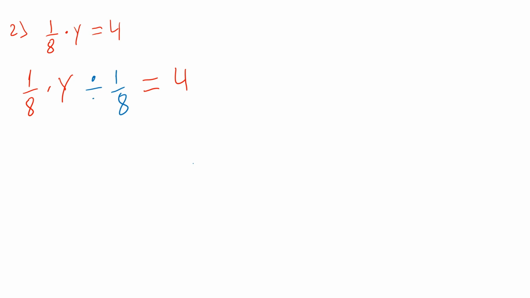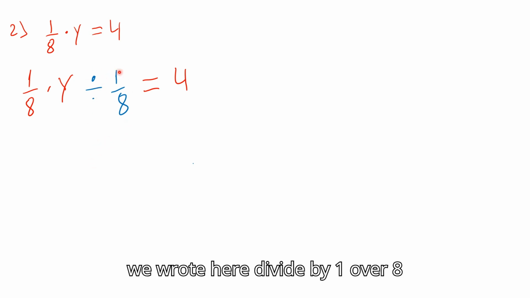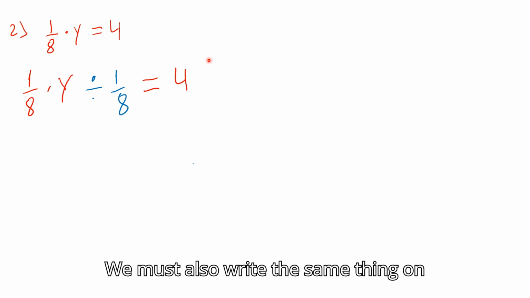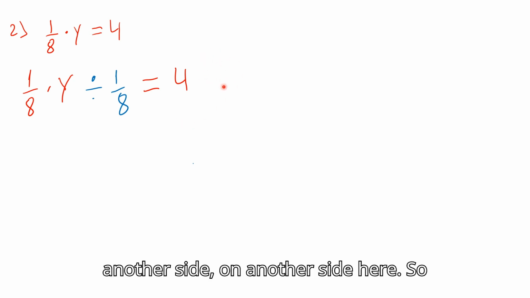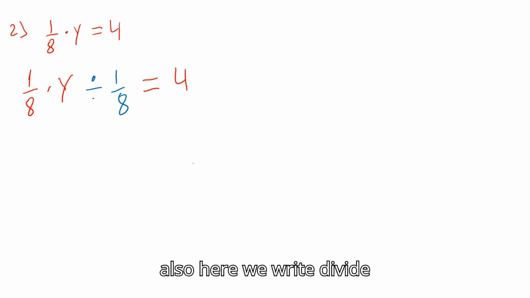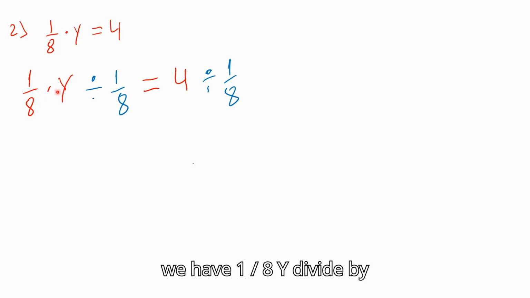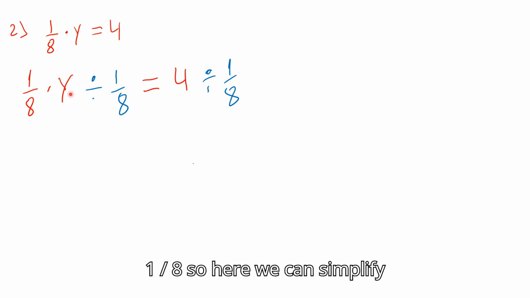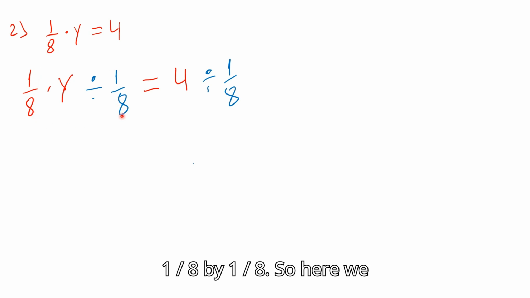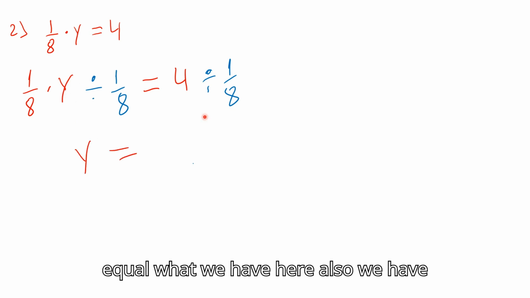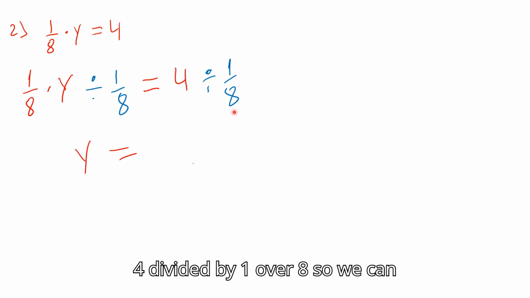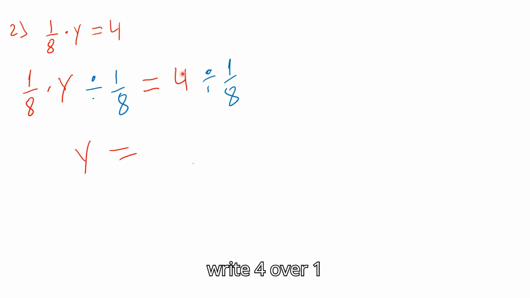But if we wrote here divide by 1 over 8, we must also write the same thing on another side. So also here we write divide by 1 over 8. Now, what we have here, we have 1 over 8 y divided by 1 over 8. So here we can simplify 1 over 8 by 1 over 8. So here we get only 1 y, so we get only y. So we write here y equal, what we have here, we have 4 divided by 1 over 8. So we can write 4 over 1.